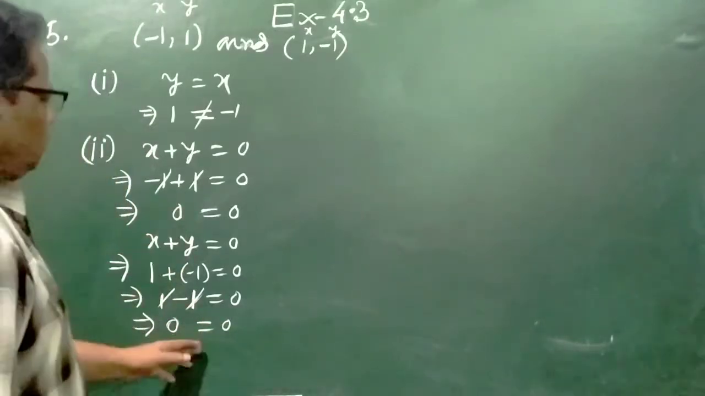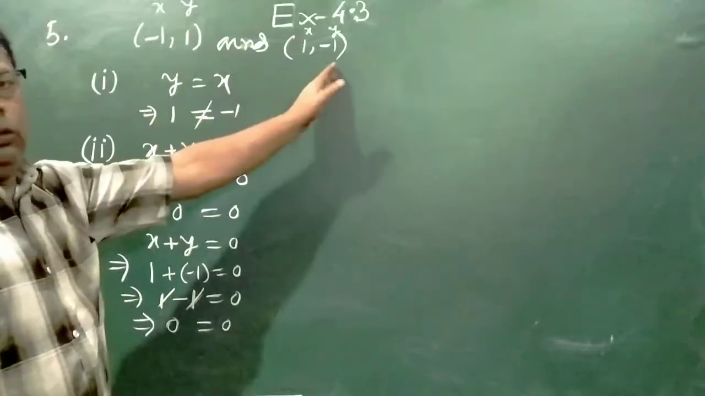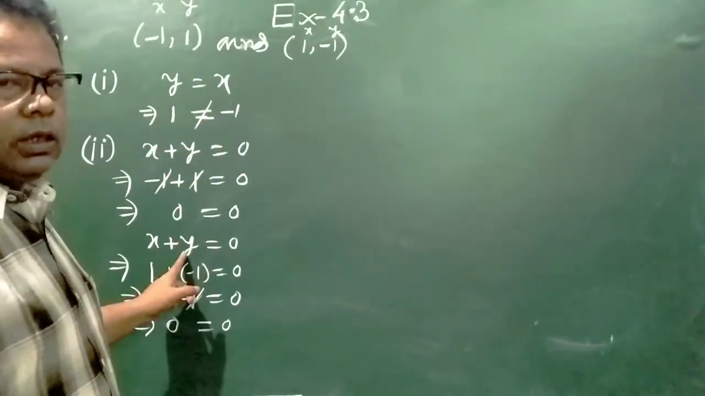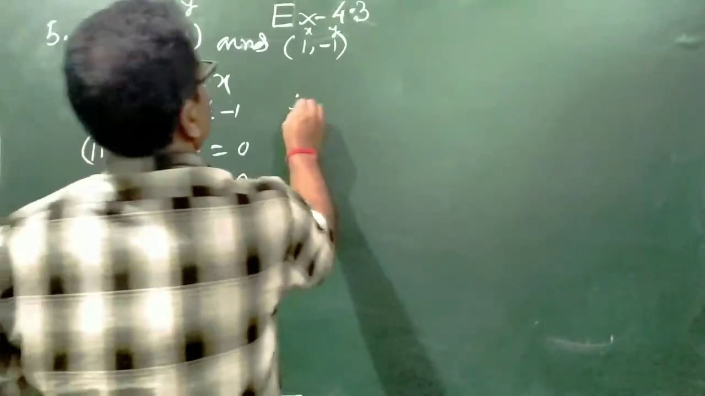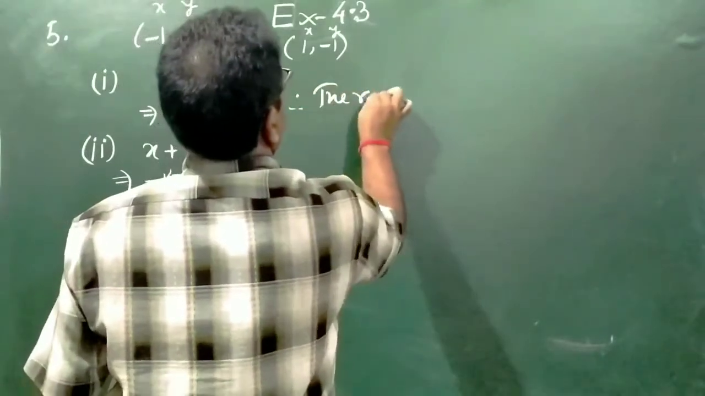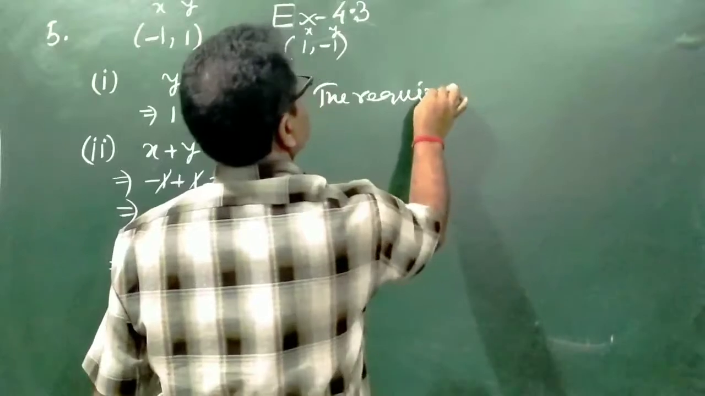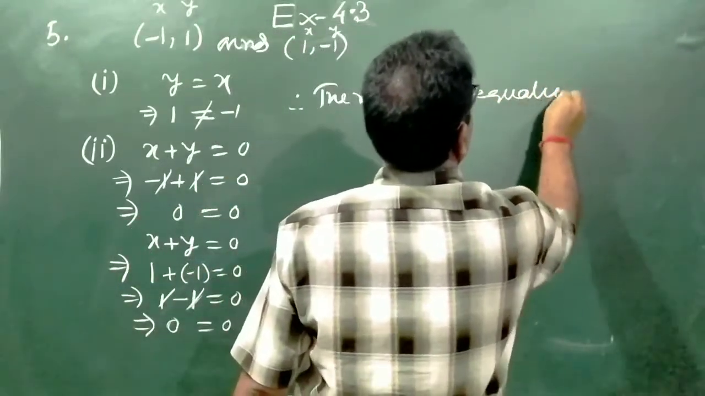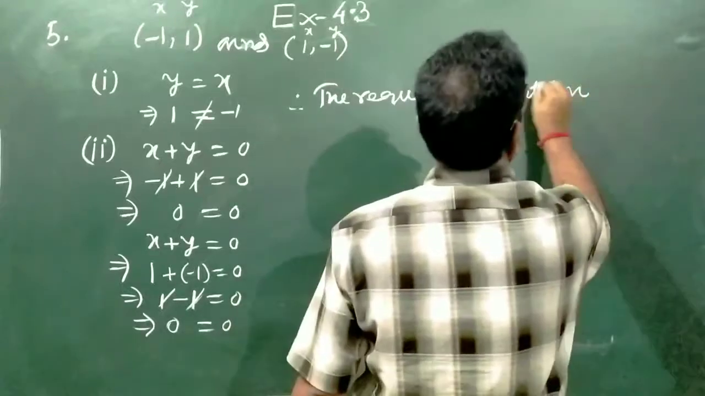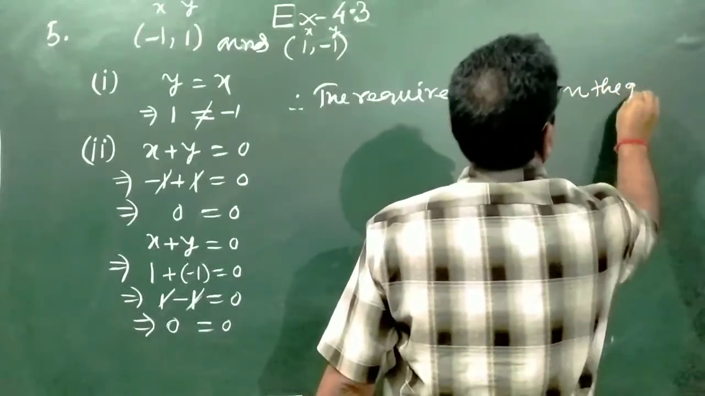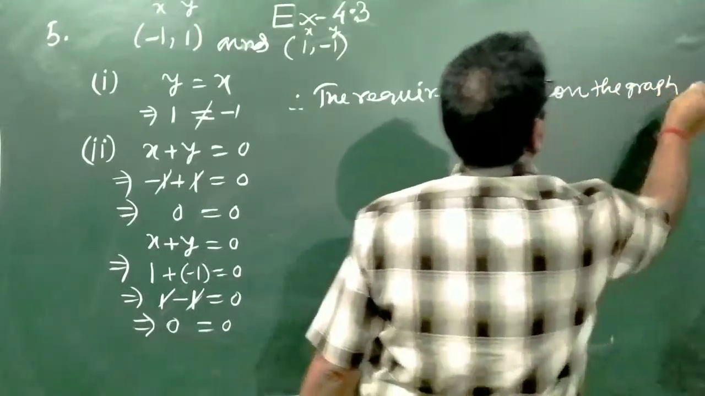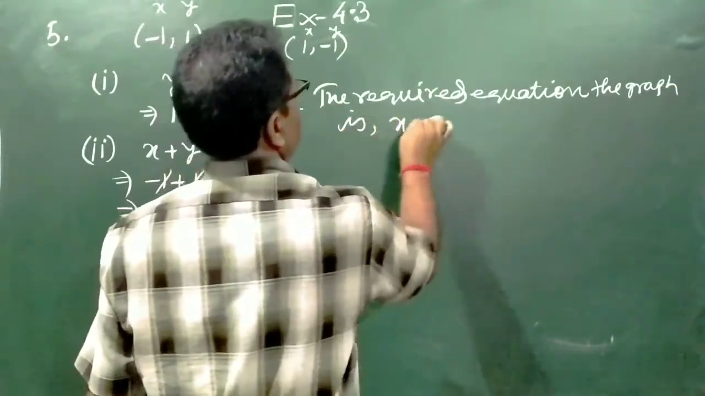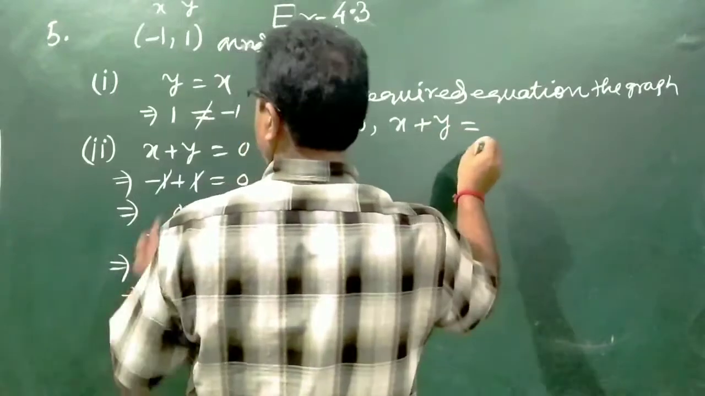So both sides are equal. So both the points satisfy this equation, so it is the required equation of the graph. Therefore the required equation of the graph is x plus y is equal to 0.